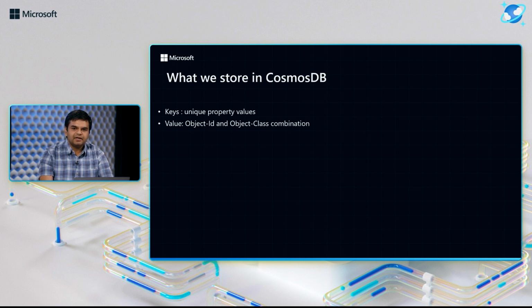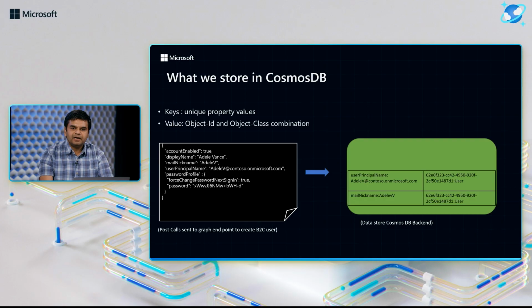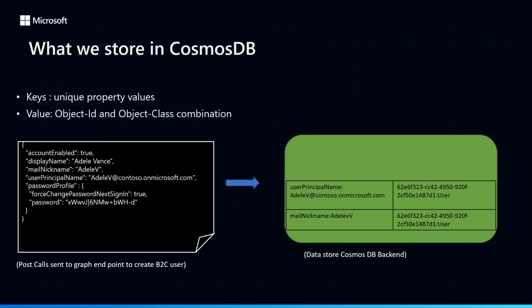Let's review this with an example. Here we have a user Adelv at Contoso on Microsoft.com who is getting created by the admin. Here the mail nickname and the user principal name are the unique values. In this case, we will create these two entries in the Cosmos DB. Furthermore, we want to ensure uniqueness only across tenants, so we use tenant ID as the partition key here. The TTL of the values is 15 minutes.